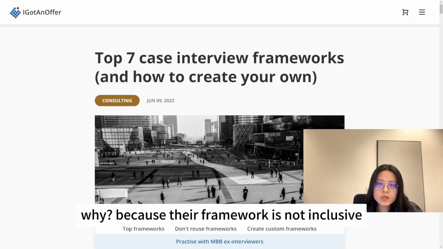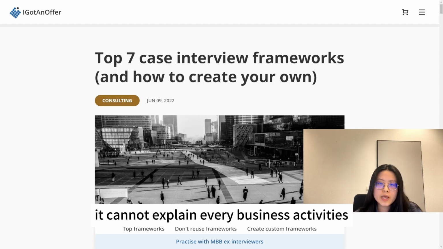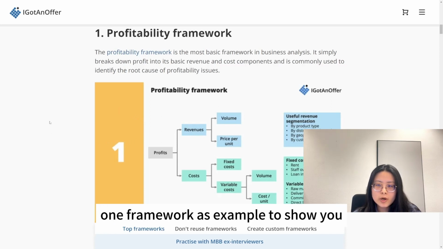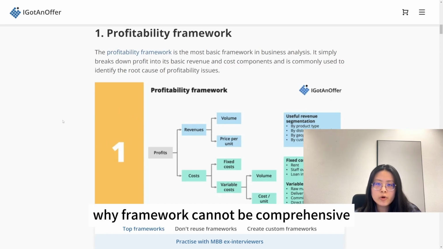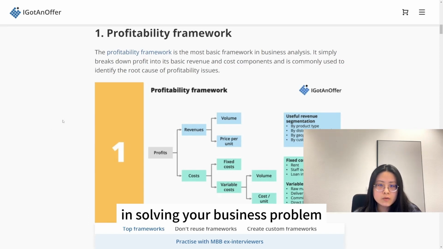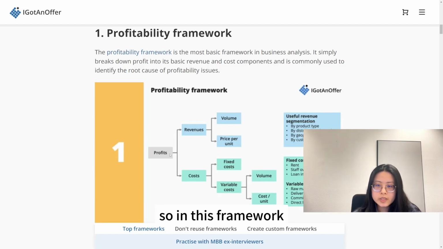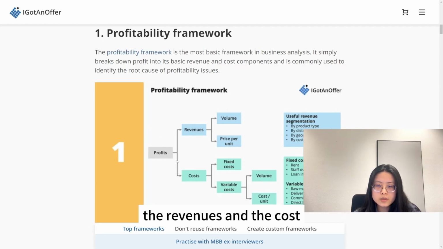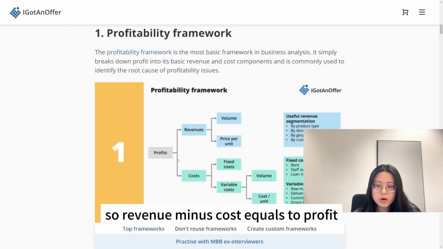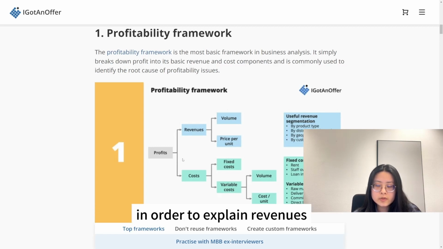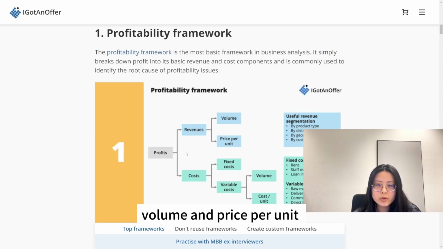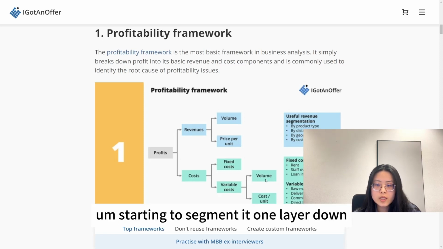Why? Because a framework is not inclusive. It cannot explain every business activity. So let's be very concrete and look at one framework as an example to show you why a framework cannot be comprehensive in solving your business problem. In this framework, profit is explained by 2 components, revenues and cost. So revenue minus cost equals profit. And in order to explain revenues, it is further broken down into 2 components, volume and price per unit. They do the same for cost, segmenting it one layer down.